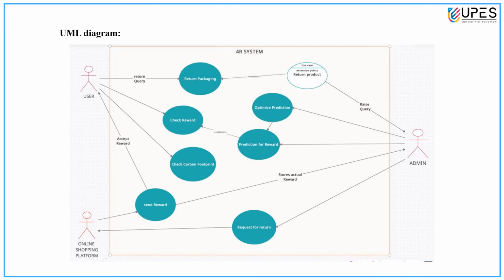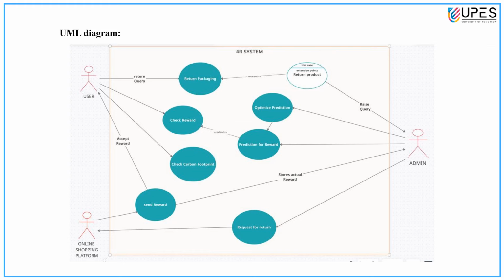Thank you. Now let us discuss the use case diagram. As we can see in this slide, we have two actors involved. Those are the user and the online shopping platform. And at the back end, we have the admin. So this use case diagram depicts how the actors are interacting with the admin.